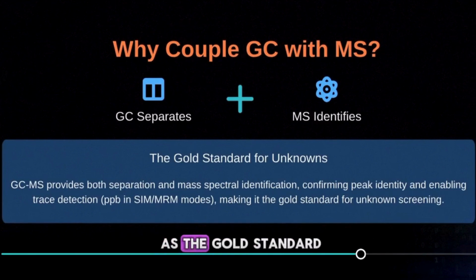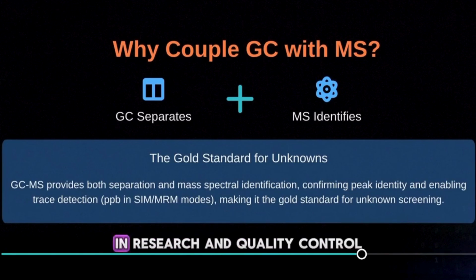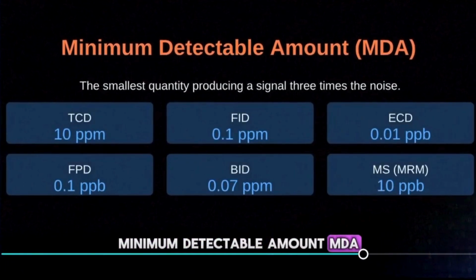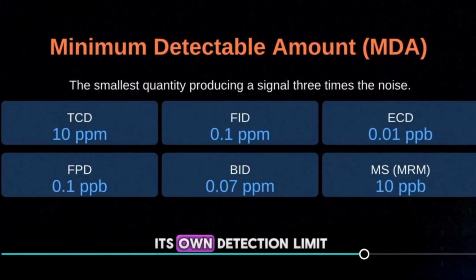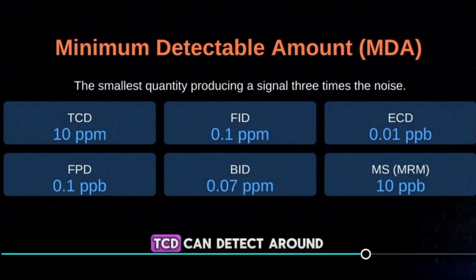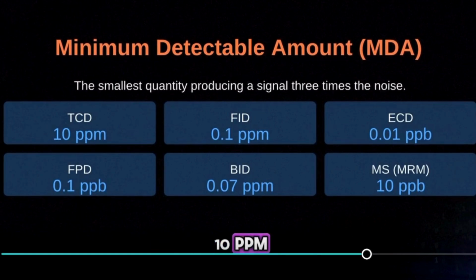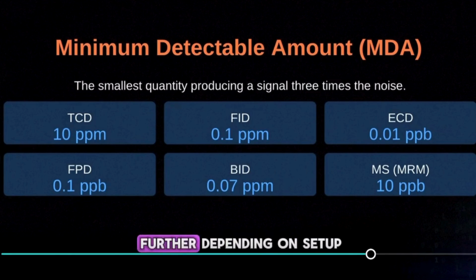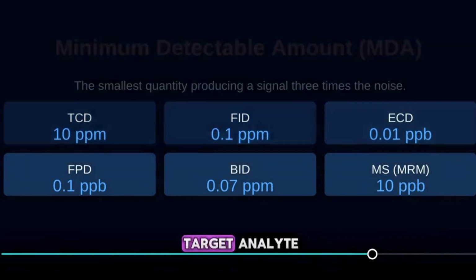That's why it's known as the gold standard for analytical detection in research and quality control. Minimum detectable amount, MDA. Each detector type has its own detection limit, known as the minimum detectable amount. TCD can detect around 10 ppm, FID reaches 0.1 ppm, and ECD goes as low as 0.01 ppb. FPD, BID, and MS all push sensitivity even further depending on setup. Knowing these limits helps you pick the right detector for your target analyte.